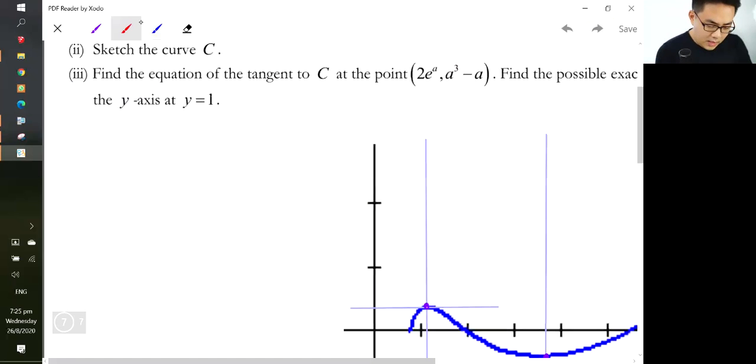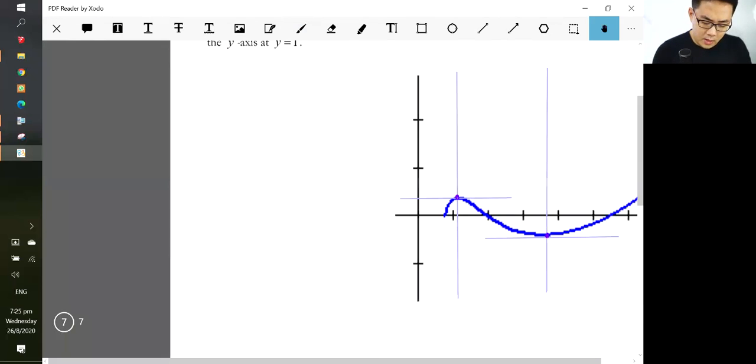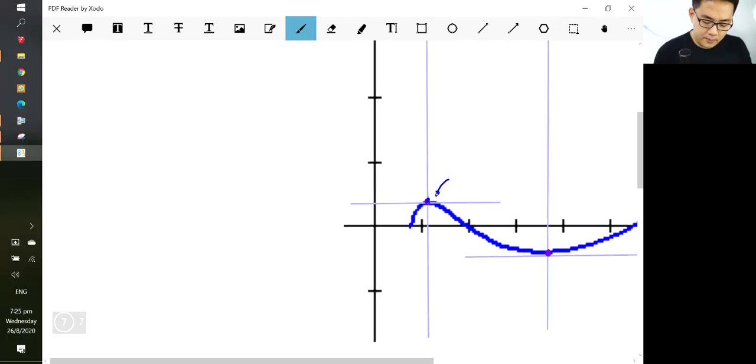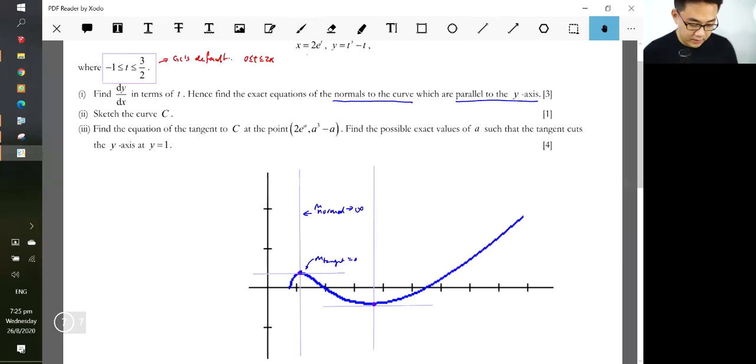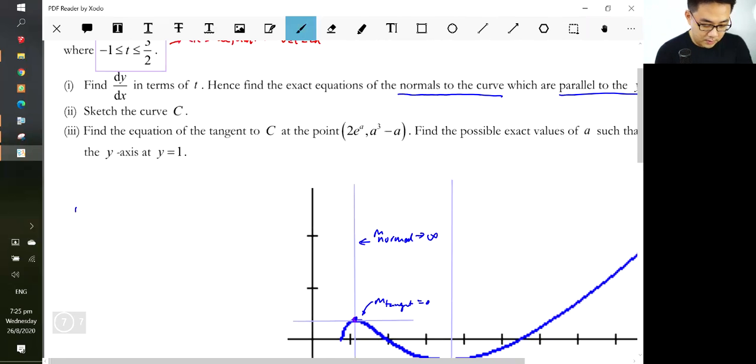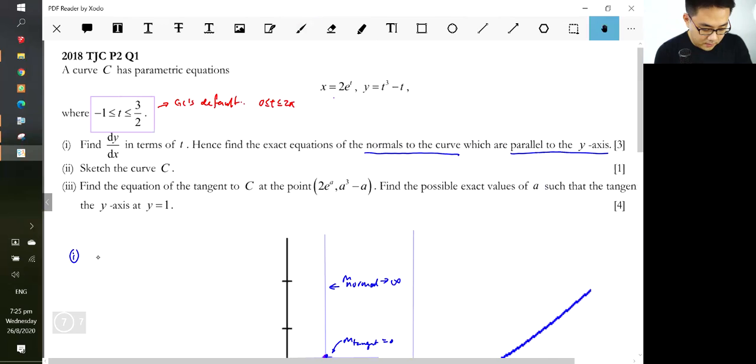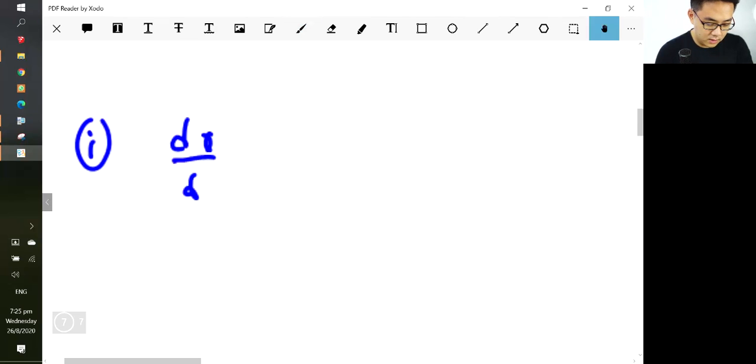So this case here would mean that the m of the normal tends to infinity, and the m of the tangent tends to 0, is equal to 0. Same thing. So in other words, we just find where the tangent is 0. That's about it. So use dx/dt and dy/dt to find the tangent.